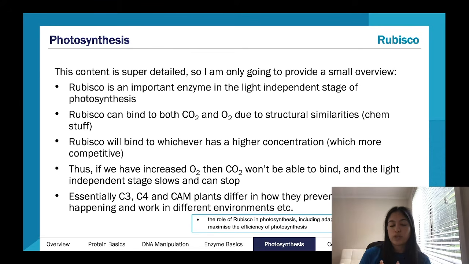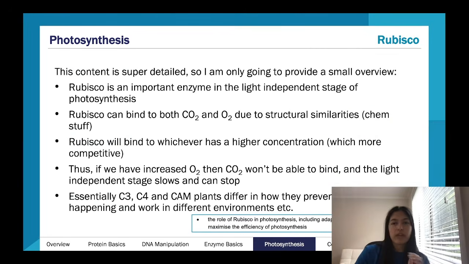You want to avoid Rubisco binding to oxygen at all costs because, as you can see here, everything slows down and it wastes resources and energy. So C3 plants are your really basic plants. It's what I've just talked about in terms of photosynthesis. They don't have any way of preventing Rubisco from binding to oxygen. However, C4 and CAM plants do.